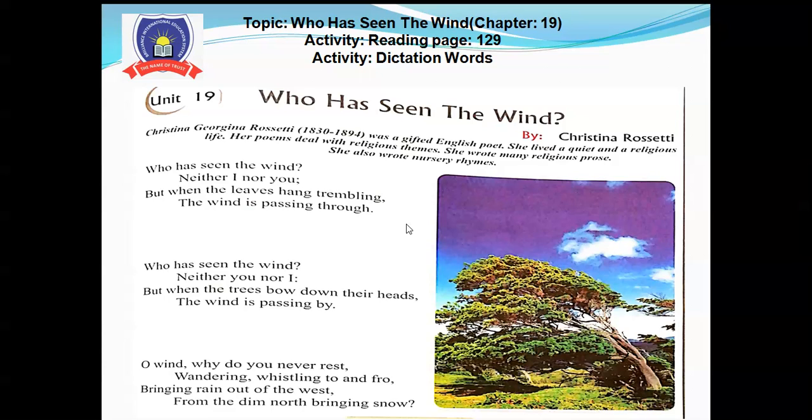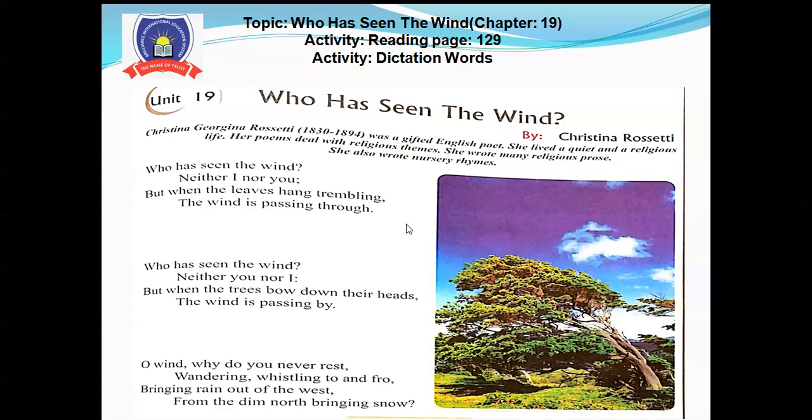Christina Georgina Rossetti, 1830 birth year and 1894 death year, was a gifted English poet. She lived a quiet and religious life. Her poems deal with religious themes. She wrote many religious prose works. She also wrote nursery rhymes, rhymes for nursery class or Montessori level.